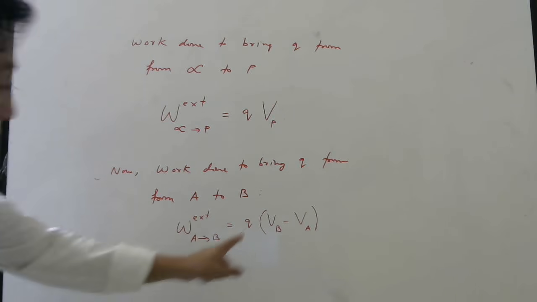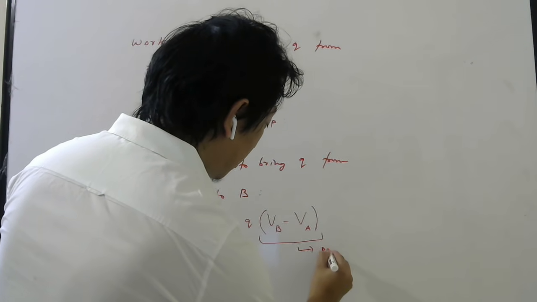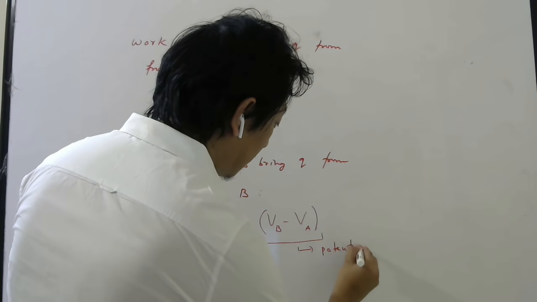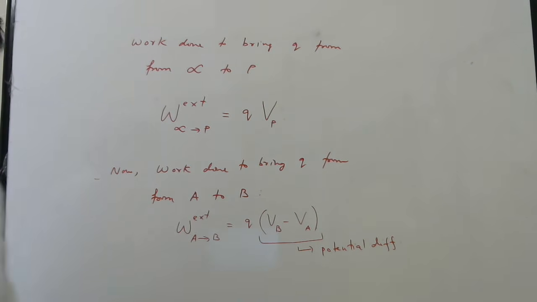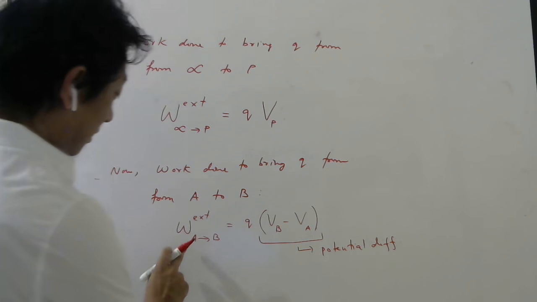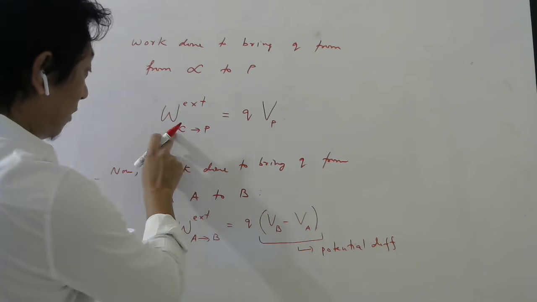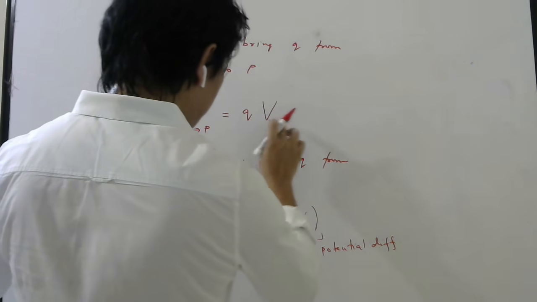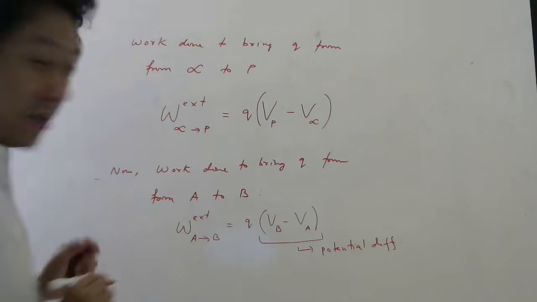Okay, so this is something very important. This quantity is called potential difference. Just like I wrote A to B, Vb minus Va, I can also write from infinity to P, Vp minus V infinity. Like this I can write actually.